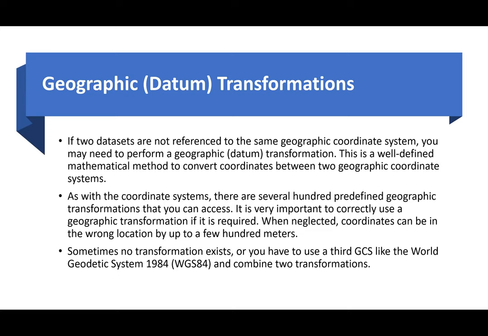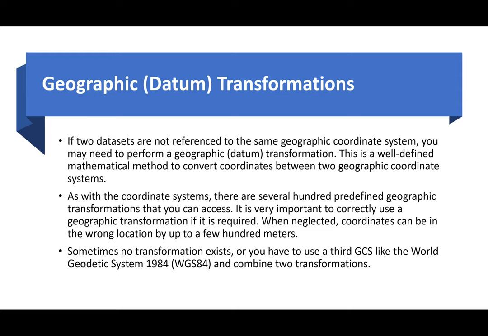But as with coordinate systems, there are still 100 predefined geographic transformations that you can access. You're not going to be doing this too much in these exercises that we have for this class, but it's important to correctly use a geographic transformation if it's required. Usually that's something you do when you're a little bit more advanced, but when neglected, coordinates can be in the wrong location by up to a few hundred meters, and that's bad, right?